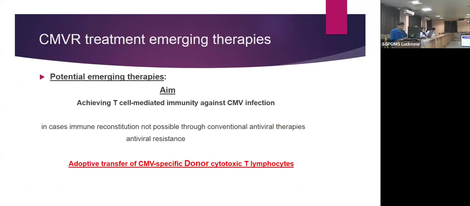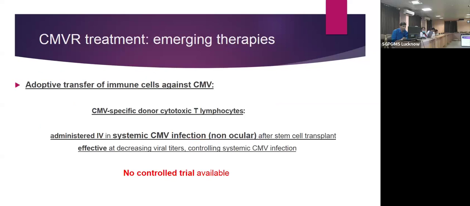This is the adoptive transfer of CMV specific donor cytotoxic T lymphocytes. It was first reported intravenously, but a few people have given it intravitreally also. No controlled or prospective trials are available, only case reports. It is administered intravenously, these donor cytotoxic T lymphocytes. First it was reported only for non-ocular CMV disease, and people have shown it is effective in decreasing viral titers. PCR copies are getting low after this treatment.